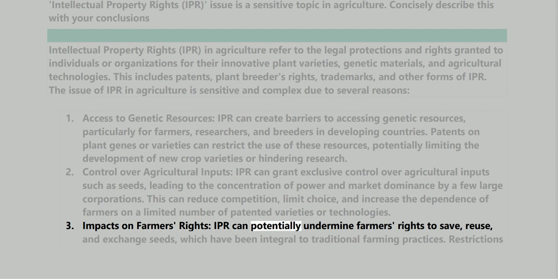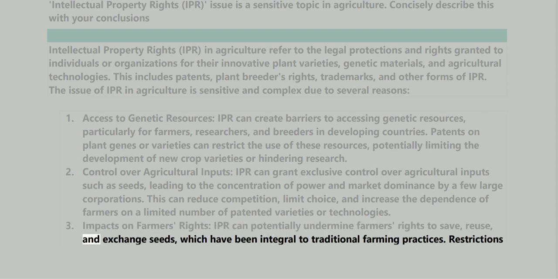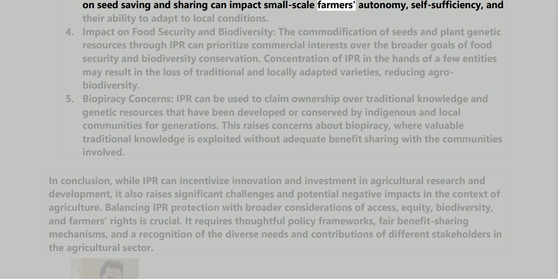3. Impacts on farmers' rights. IPR can potentially undermine farmers' rights to save, reuse, and exchange seeds, which have been integral to traditional farming practices. Restrictions on seed saving and sharing can impact small-scale farmers' autonomy, self-sufficiency, and their ability to adapt to local conditions.